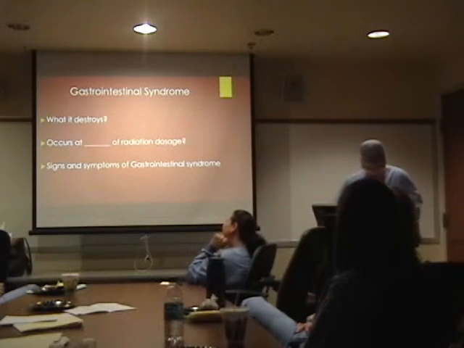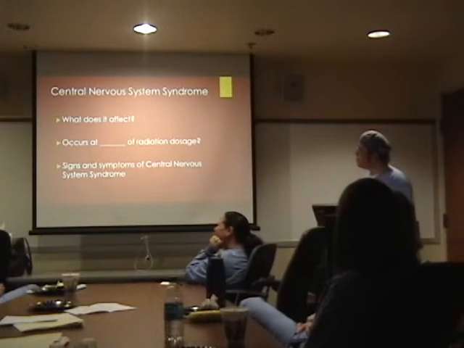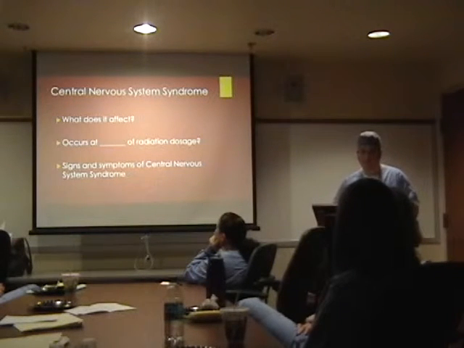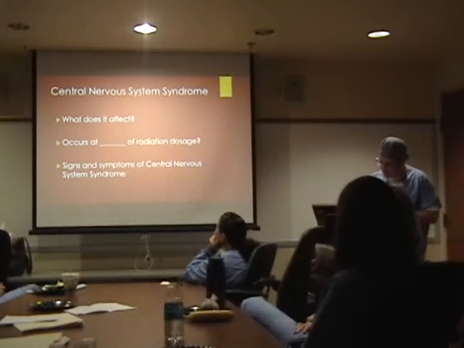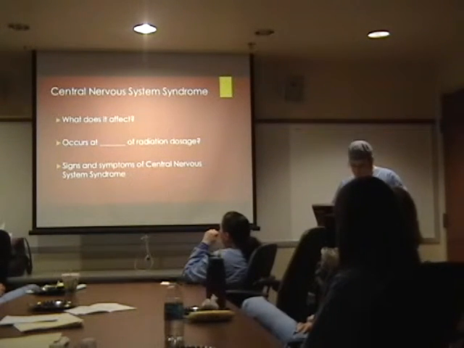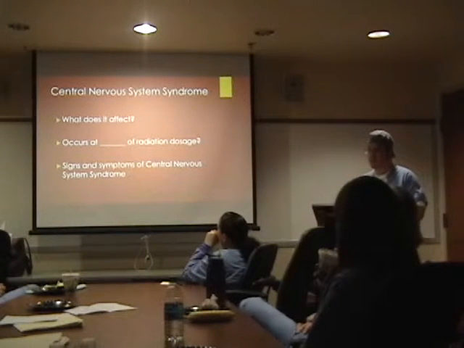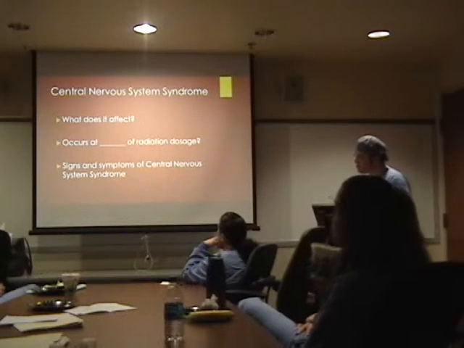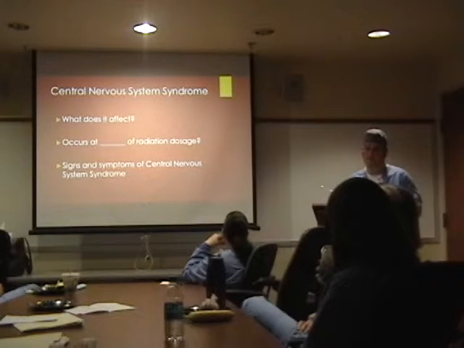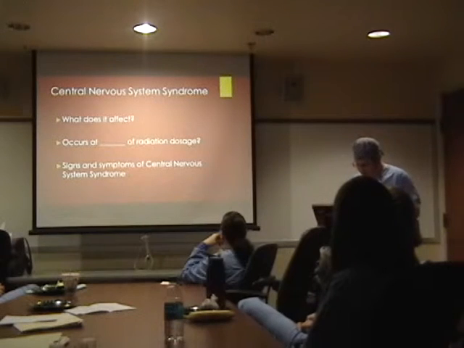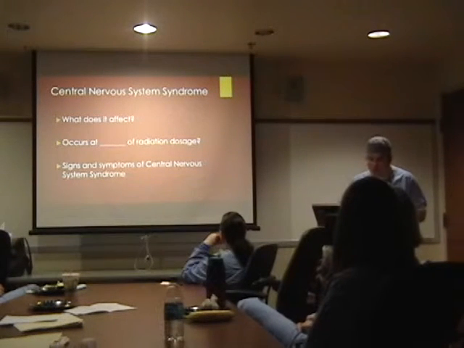Excellent. All right. So central nervous system syndrome. Basically this affects your central nervous system. This is also a sudden onset. It occurs at about 5,000 rads and higher. Some of the signs and symptoms are that patients are confused, they have burning of their skin, they become unconscious. You also have intracranial pressure as well.